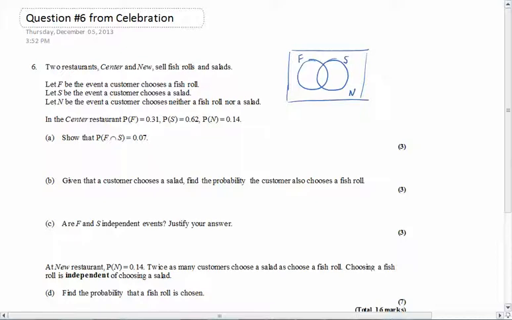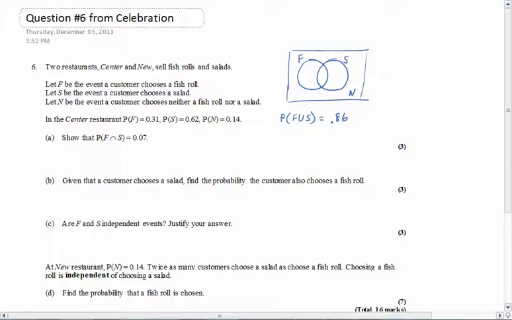The probability of F is 0.31 and the probability of the salad being 0.62. Then it says neither is 0.14. Now neither is everything outside, which means that that's exactly the opposite of everything inside. Now everything inside can be written this way, probability of F or S, right? So therefore the probability of F or S is 1 minus whatever's outside, 1 minus 0.14, which is 0.86. Most people got that part.